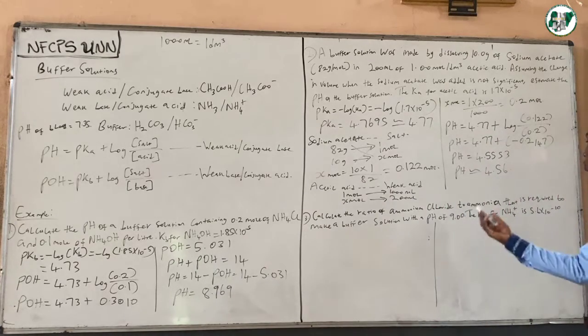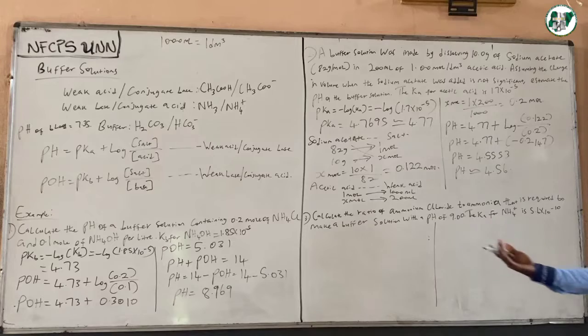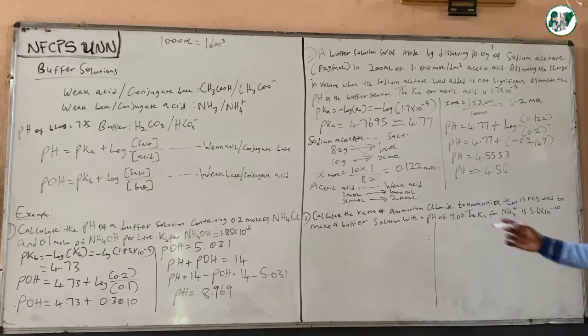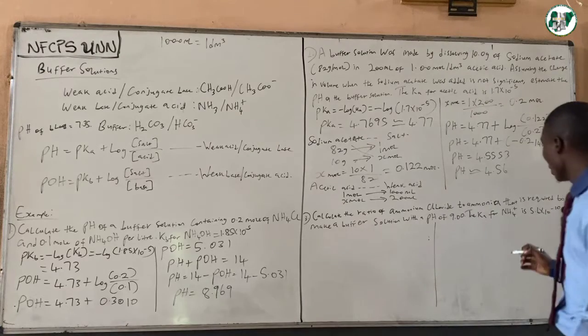It said the ratio of ammonium chloride to ammonia that is required to make a buffer solution with a pH of 9.00. The Ka for ammonium ion is 5.6 times 10 raised to the power of minus 10.